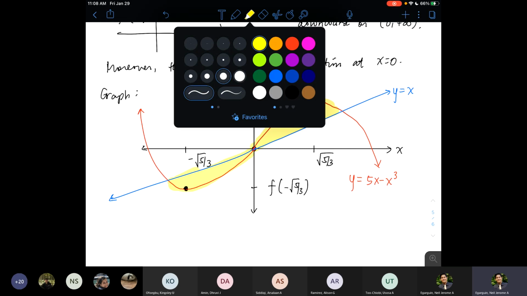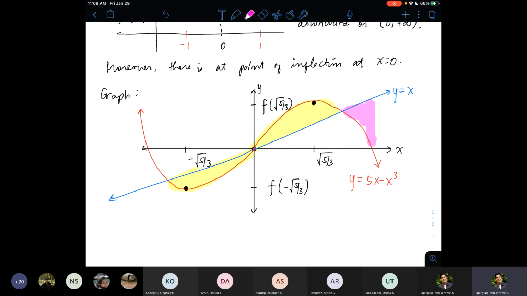Well, this part over here is not bounded by the two curves because it will go indefinitely to the right. So it's not a bounded region. It's not a totally bounded or totally enclosed region. So hence that will not be included in our calculations. So the area that we need to compute would be that of the region highlighted in yellow, right?